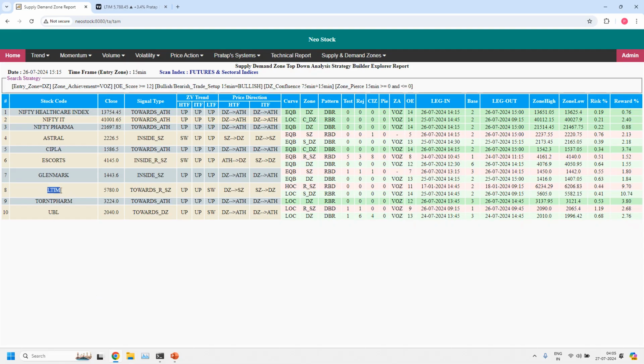Actually, this is having confluence with HTF, ITF and LTF. All the 3 are having. So that's why it displayed, because ITF is also there, it displayed. Let me select one more stock.